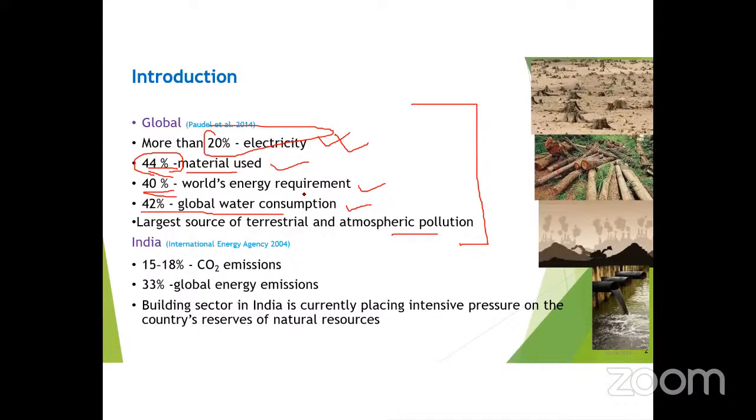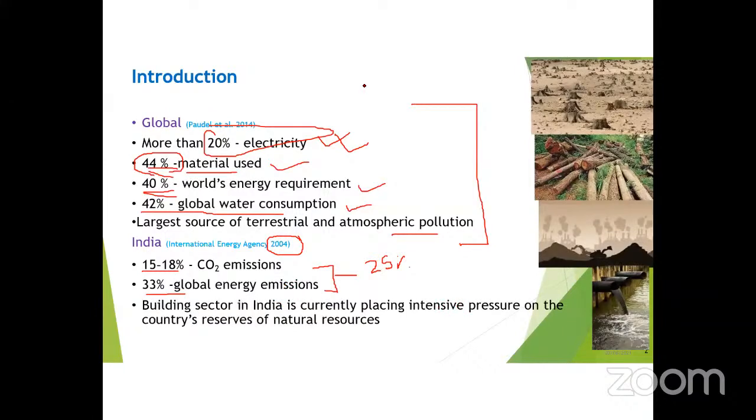Particularly when we talk about India, the construction sector is responsible for 15 to 18% of CO2 emission, whereas globally it is 33% of emission. This figure is from 2004. When we do regression analysis and predict, this 15 to 18% CO2 emission increases up to 25%, and the 33% global energy emission is now 42% of the global energy emission.